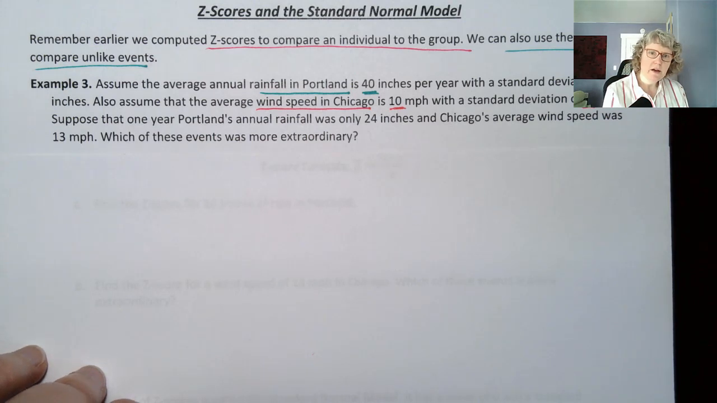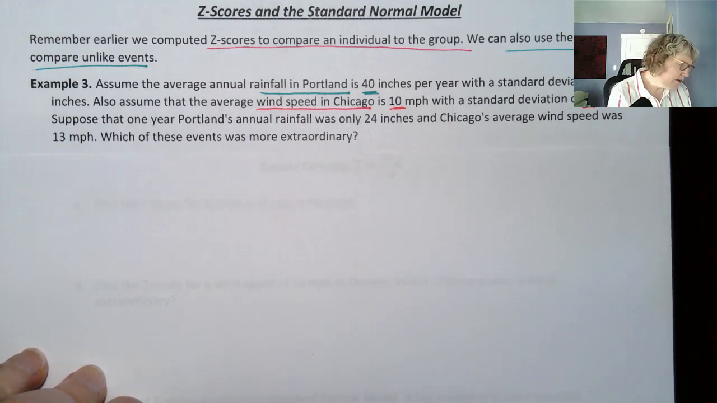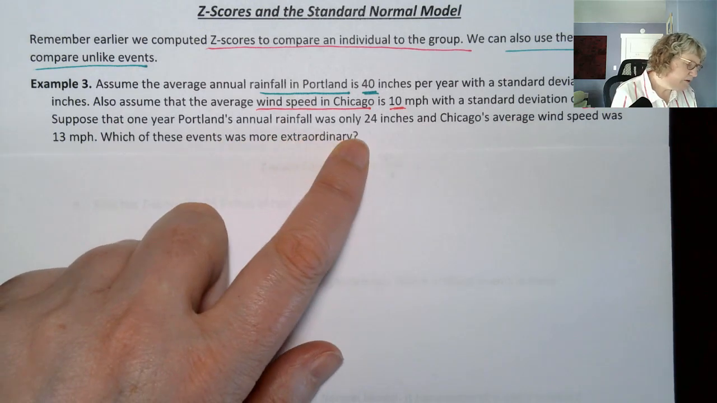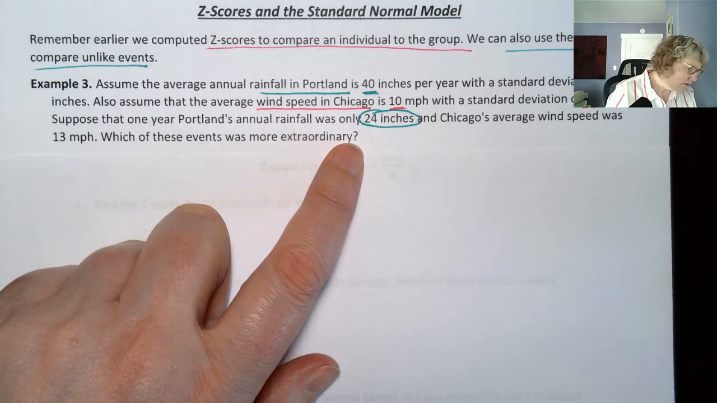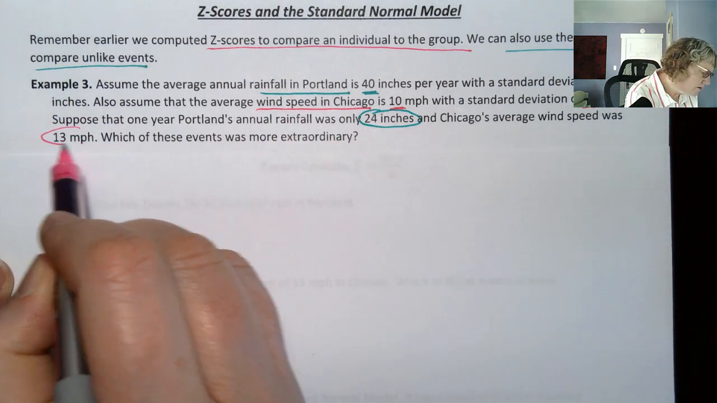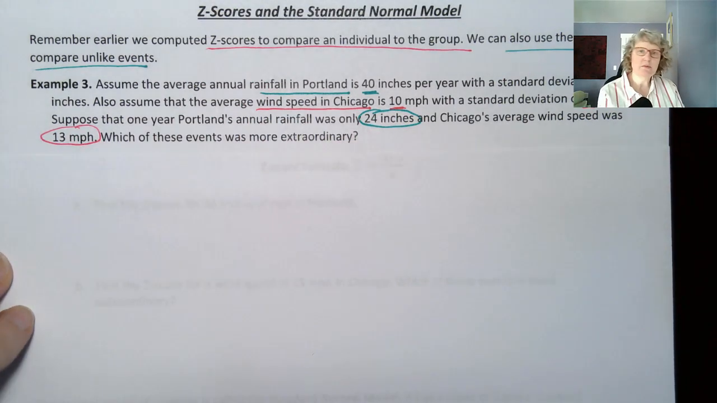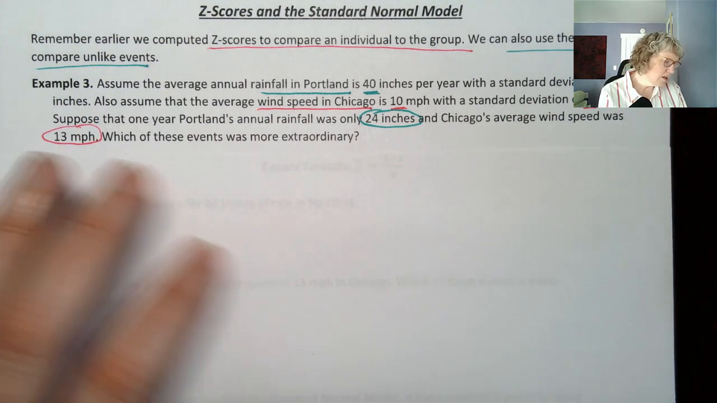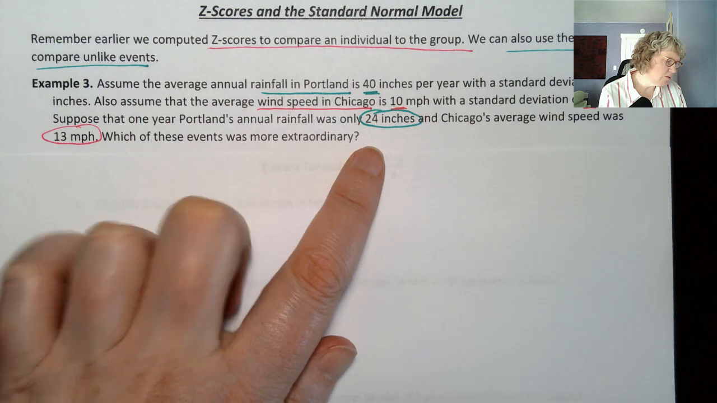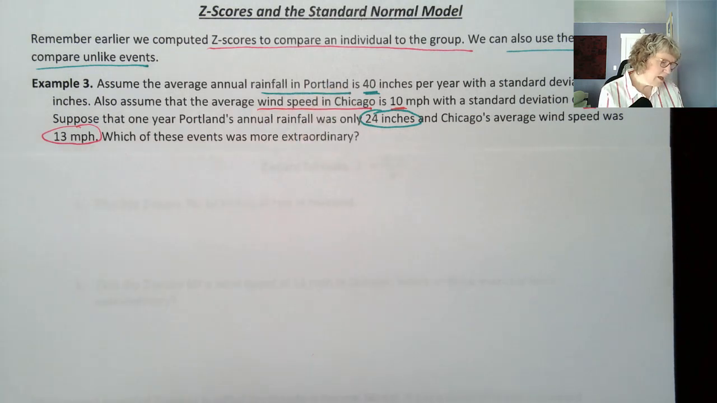Suppose that in one year, Portland's annual rainfall was only 24 inches and Chicago's average wind speed was 13 miles per hour. Which of these events was more extraordinary? Just comparing the 13 with the 10 and 2, and the 24 with the 40 and 8, I can't really tell what's going on. That's why a picture or a z-score is so helpful.